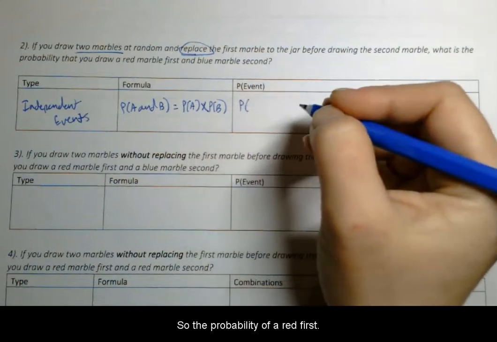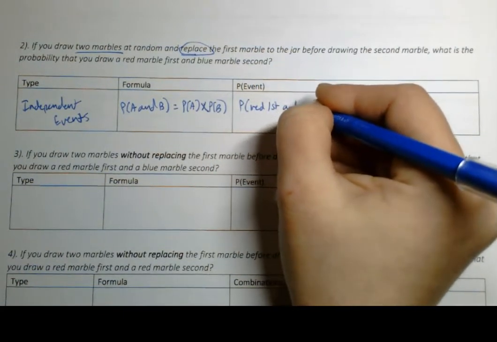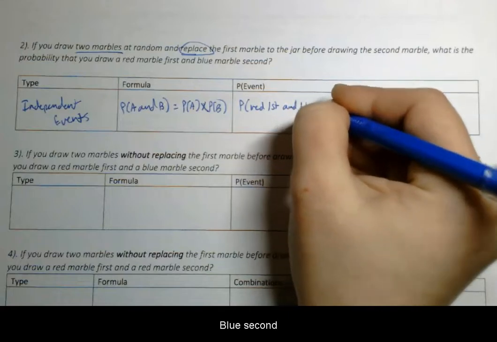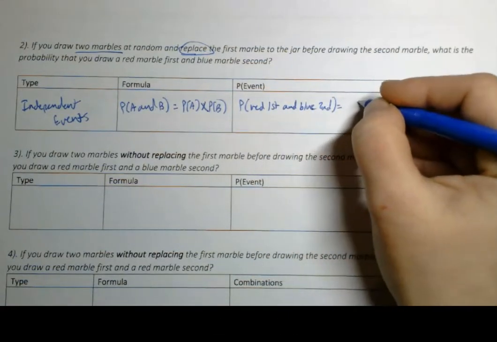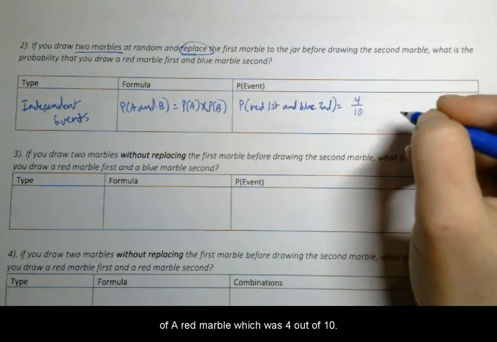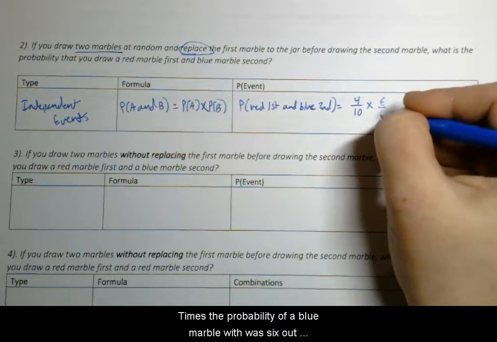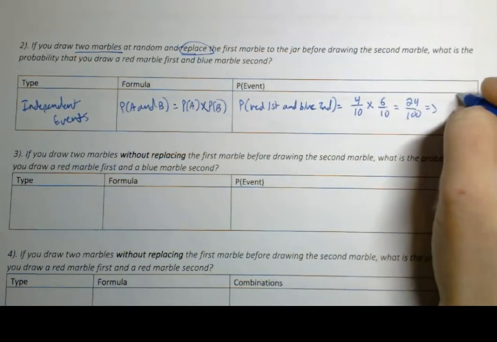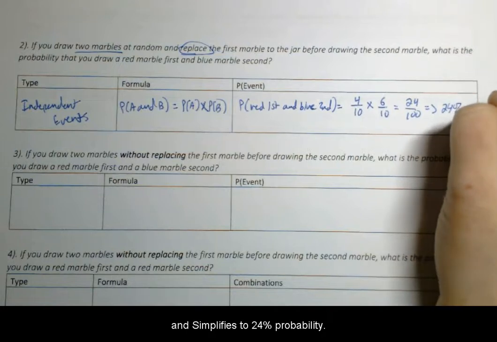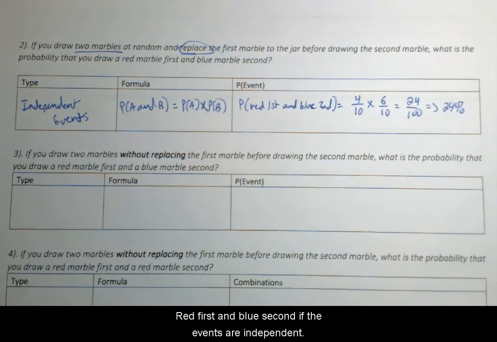So the probability of a red first and blue second equals the probability of a red marble, which was 4 out of 10, times the probability of a blue marble, which was 6 out of 10. So that's 24 out of 100, which simplifies to a 24% probability that you'll get red first and blue second if the events are independent.